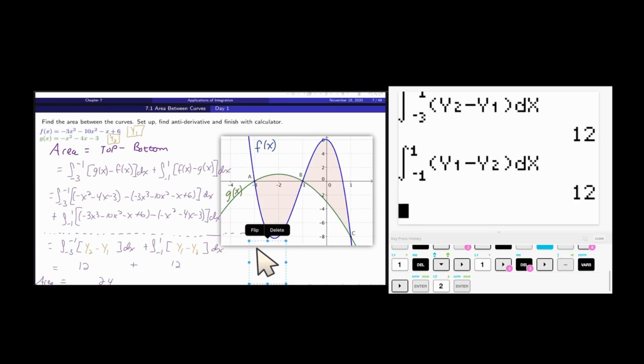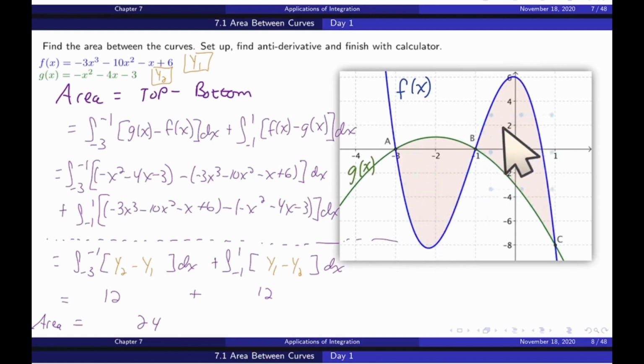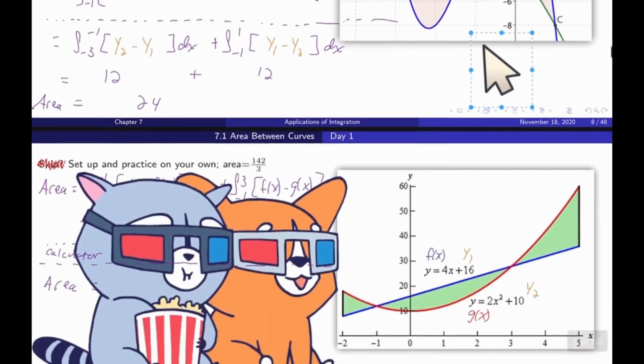Enter, and we get 12. So what's happening is, by using the calculator, I save myself a lot of time, and I know that the area between these two curves totals to be 24. The brown or tan shaded area is 24. Okay, that's the first example. So you're going to practice that.